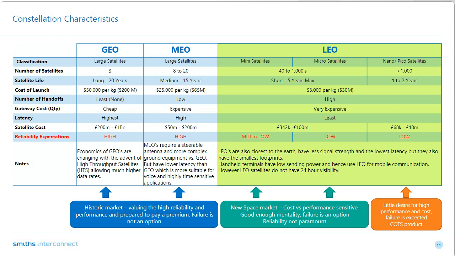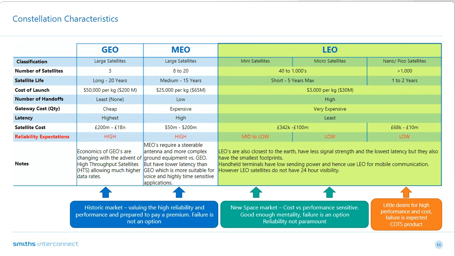When we get to the LEO satellites, the manufacturers of these satellites range from traditional startup companies to satellite manufacturers. The LEO satellite programs range from 40 satellites up to greater than 1,000 satellites. Mini satellites, microsatellites, nano and picosatellites all make up this category. The life expectancy depends on the program and the satellite type, and it can range from 1 to 5 years max life.